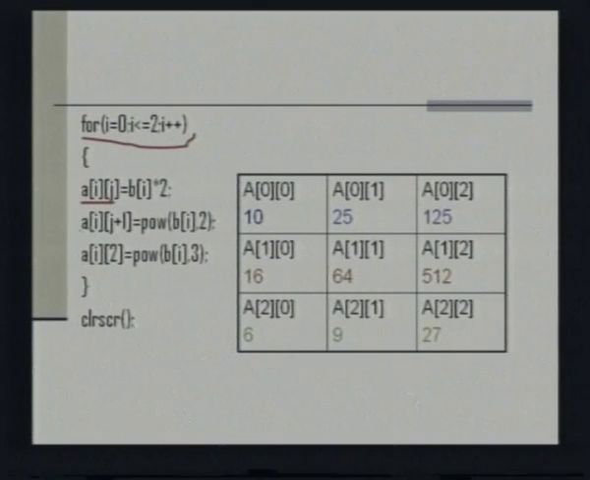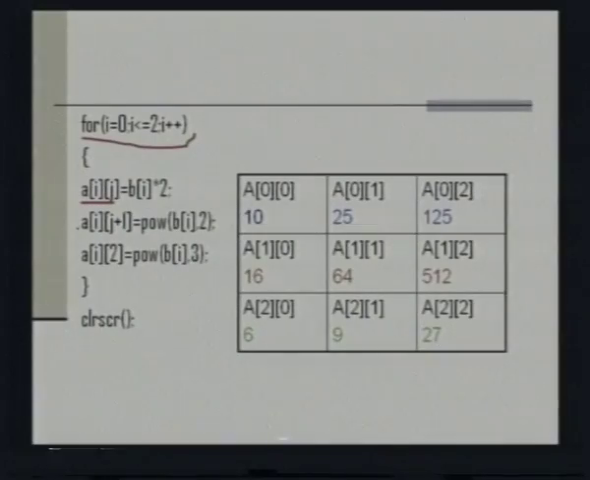Next step, a of 0 comma j plus 1. J is 0 plus 1, which is equivalent to 1. So a of 0 comma 1 holds power of b of I comma 2. b of I is simply b of 0, which holds the value 5. So power of 5 square, 5 square is 25, that is stored over here. Then in a of I comma 2, which is nothing but the third column, 5 cube, so 125. This is all done for the first element 5.